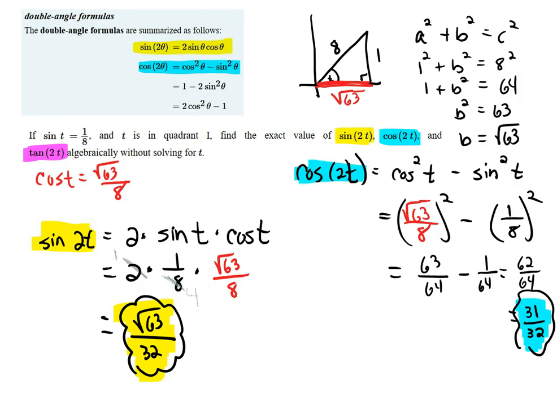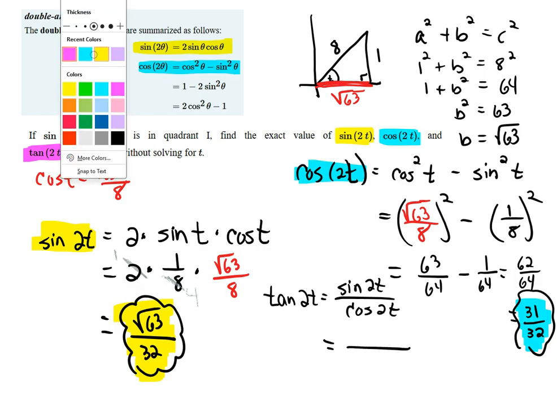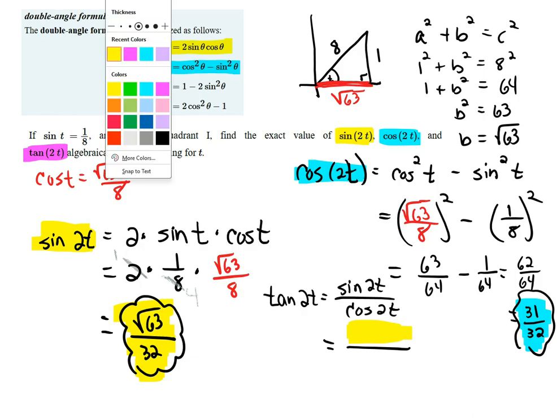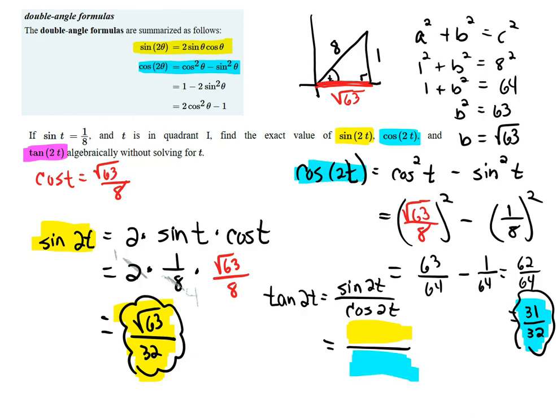And the tangent, well, tangent is sine over cosine. So the tangent of 2t is going to be the sine of 2t over the cosine of 2t. So basically I'm going to be taking my yellow answer and putting it over top of my blue answer. And okay, so the square root of 63 over 32 over 31 over 32.